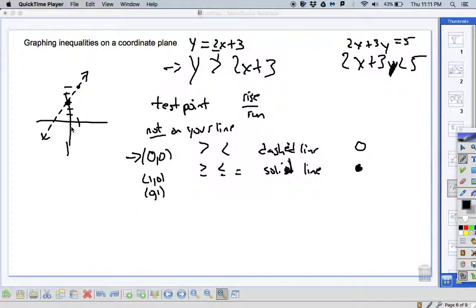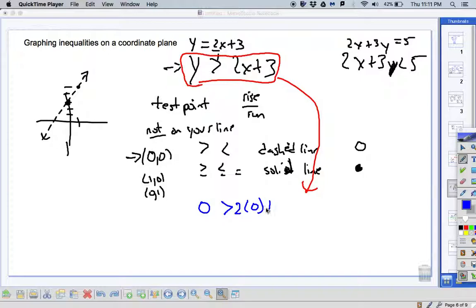And I'm going to check, is 0, 0 on the line? It is not, so we can use 0, 0 as a test point. So in our original equation up here, we're going to plug in 0 for x and 0 for y. So I'm going to take it down here, and we're going to go ahead and plug it in. So I get 0 for y greater than 2 times x, where x is 0, plus 3. And we're going to see if this is true or false. If it is true, you're going to shade the side with your test point, in this case where 0, 0 is. If it is false, we're going to shade the other side.